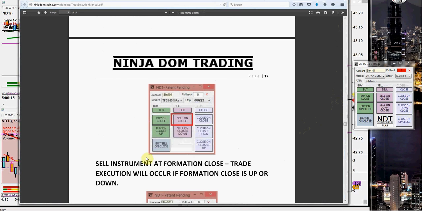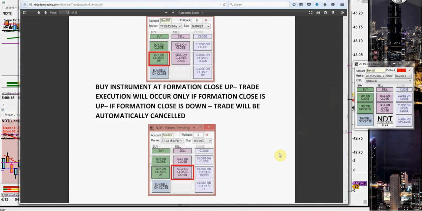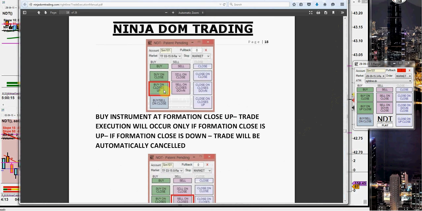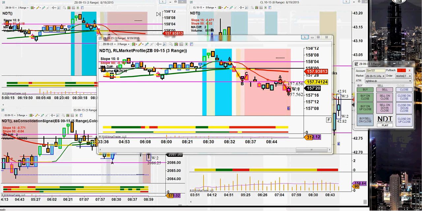Alright, sell on close: sell instrument at formation close. Trade execution will occur if formation closes up or down. Alright, buy on close up: buy instrument at formation close up. Trade execution will occur only if formation closes up. If formation closes down, trade will automatically be canceled. Alright, so the trade automatically gets canceled if you're not entered.